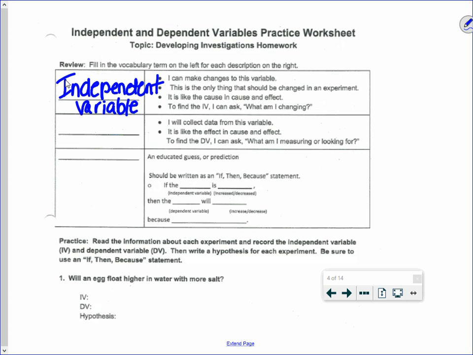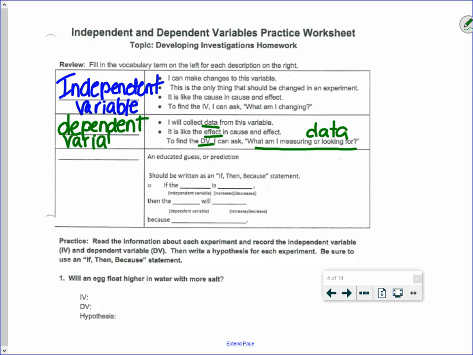I will collect data from this variable. It is like the effect in cause and effect. Data, effect. Initials for this one is DV. What am I measuring? What am I looking for? What am I observing? What is the data I am collecting? D. It's going to be the dependent, responding variable.